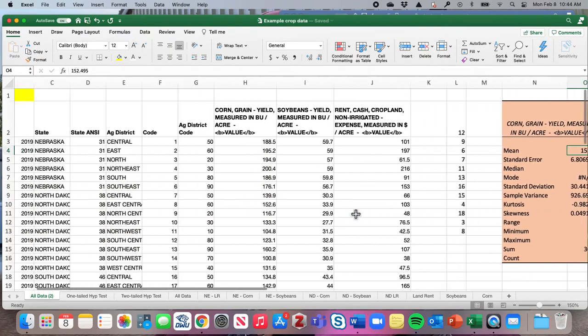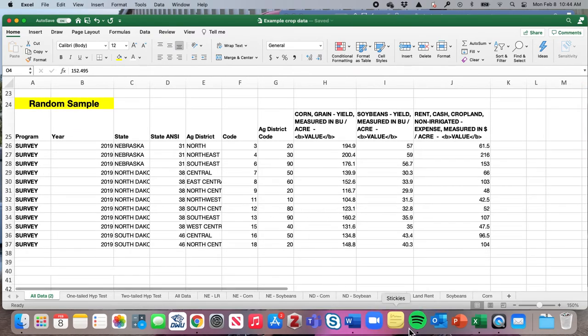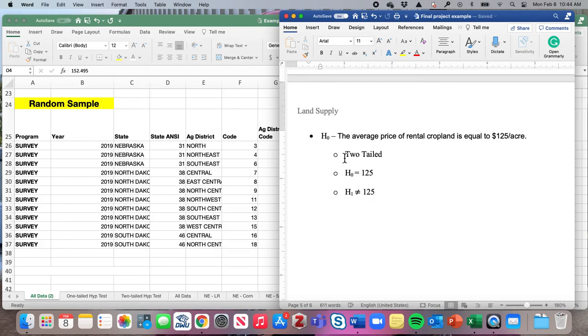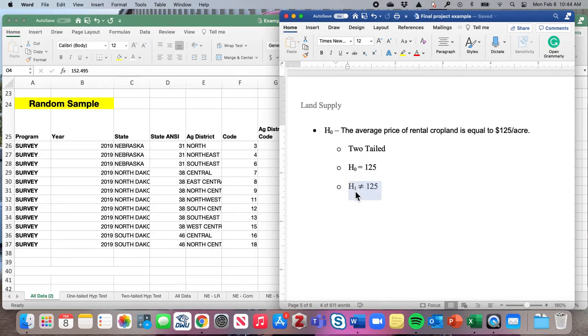So now that we have our population descriptive statistics, and our random sample, we can go into my hypothesis statement. So my null hypothesis is that the average price of rental cropland is equal to $125 per acre. We're going to be looking at a two-tailed test because we want to see null hypothesis, $125 per acre, and the alternative is just not equal to $125. It could be greater than or it could be less than. So if you think about that curve, we're looking at the two extremes, to the right or to the left.